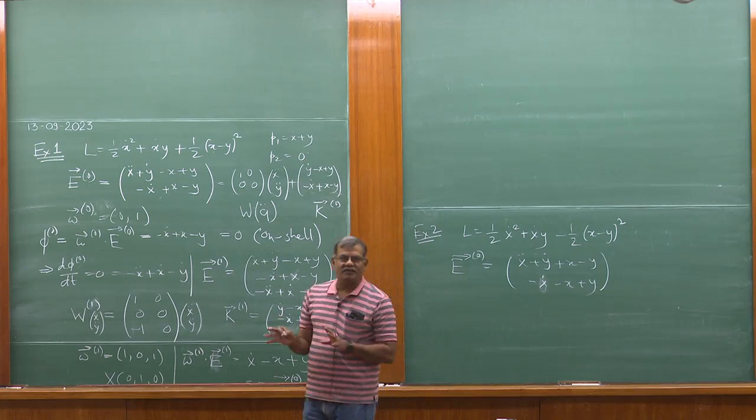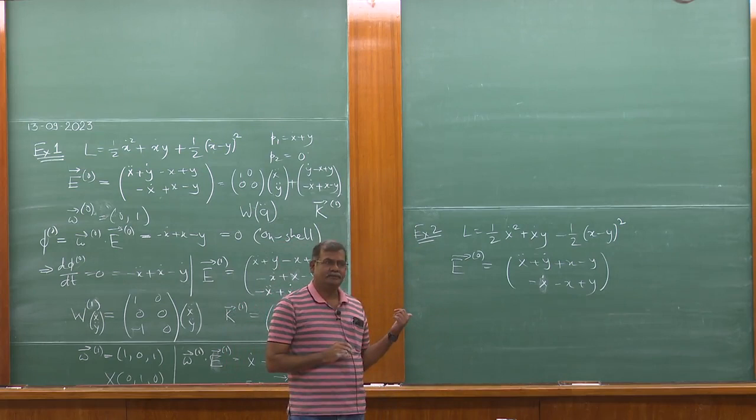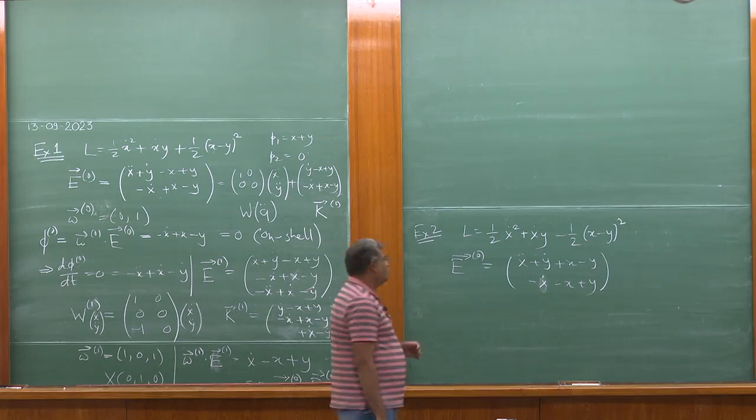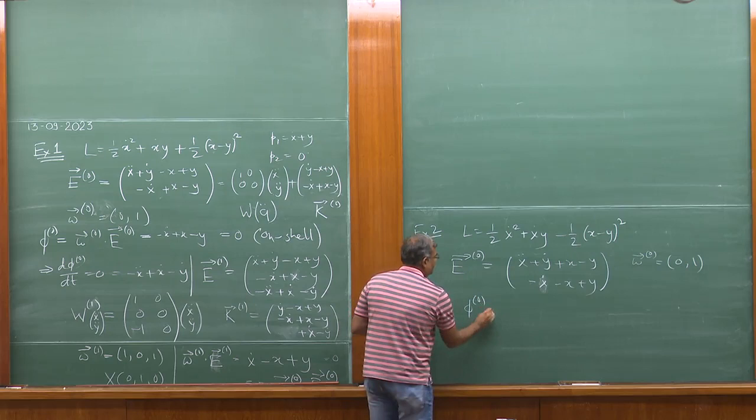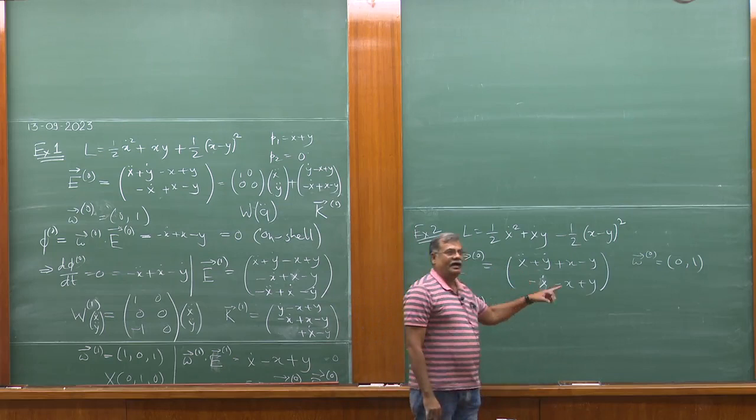So what's the W here for this? It's the same one, right? It's still 1, 0, 0, 0. So w0, the 0th order null eigenvector, will again be the same one, 0, 1. And phi 0, the constraint we get, will also be very similar. Of course, phi 0 will not be the same as the other phi 0 because the e0 has changed.